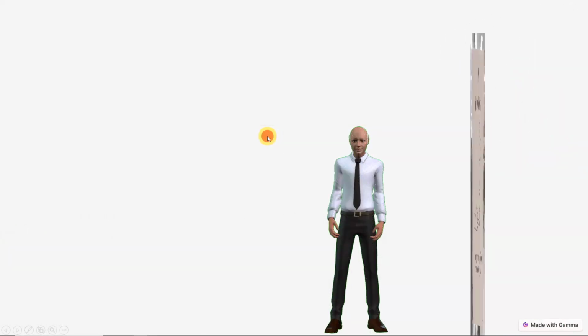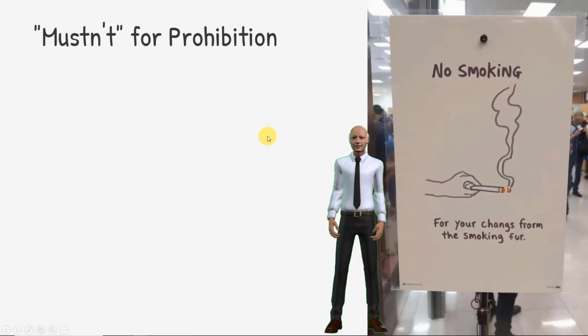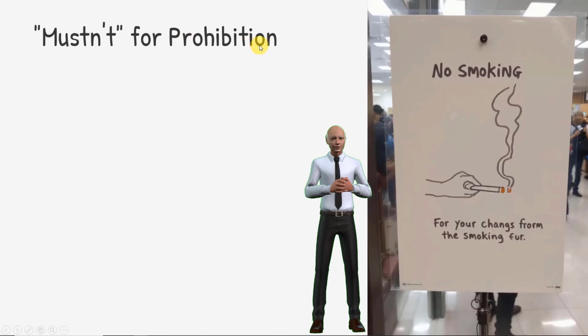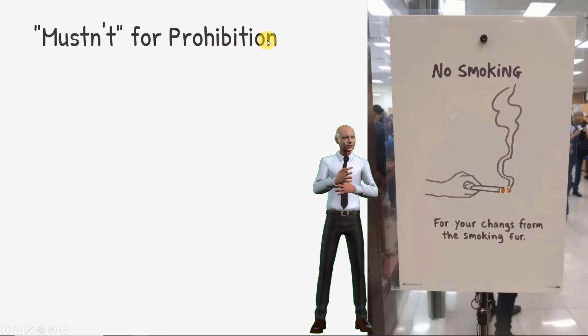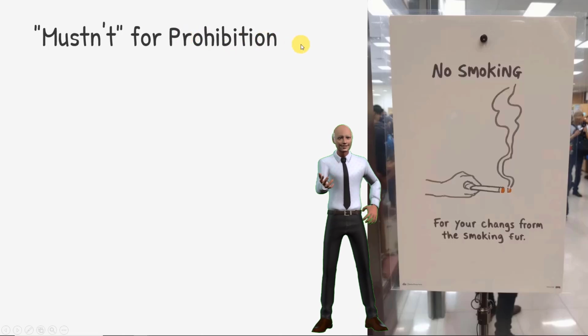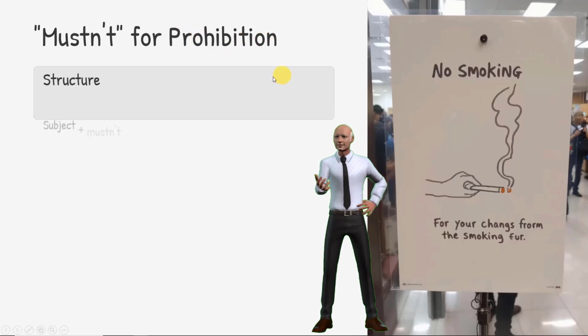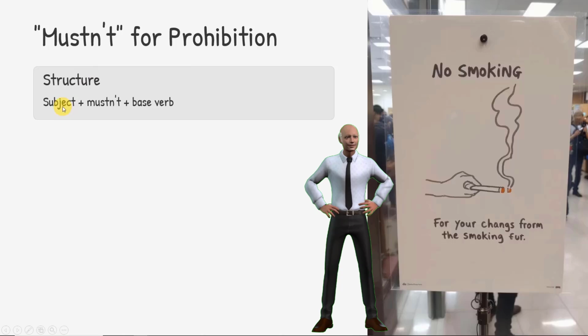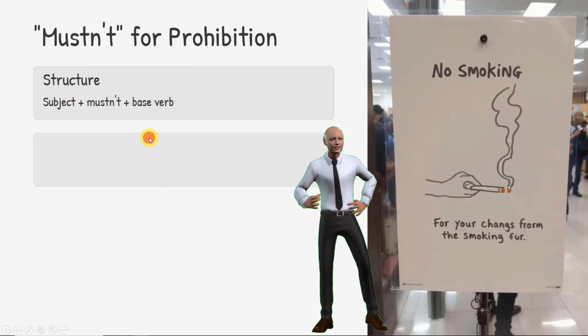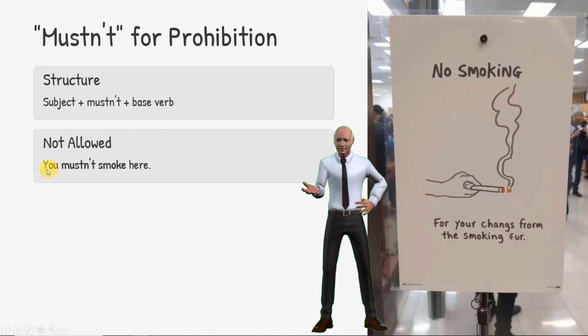Let's have a look at must for prohibition. Prohibition, for those of you that are not aware, is when something is not permitted to be done. The structure is once again the subject plus mustn't plus the base verb. Not allowed: you mustn't smoke here.